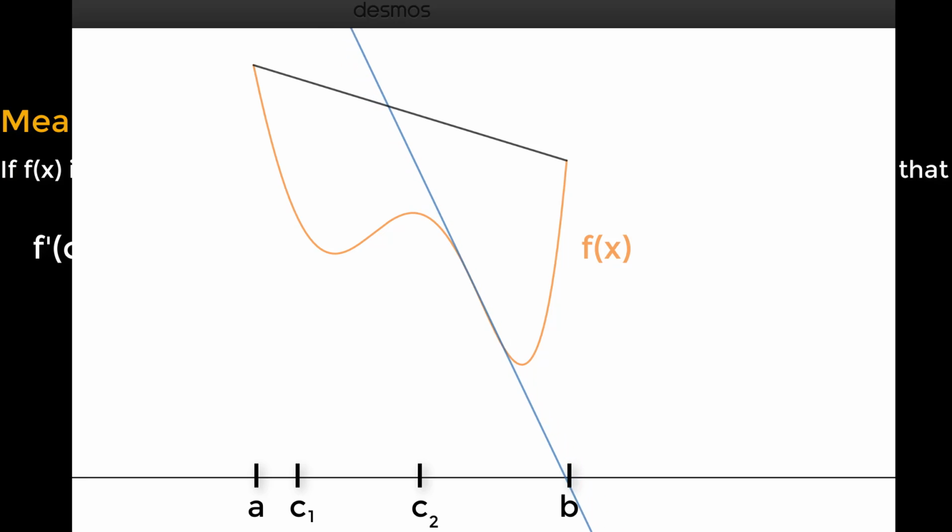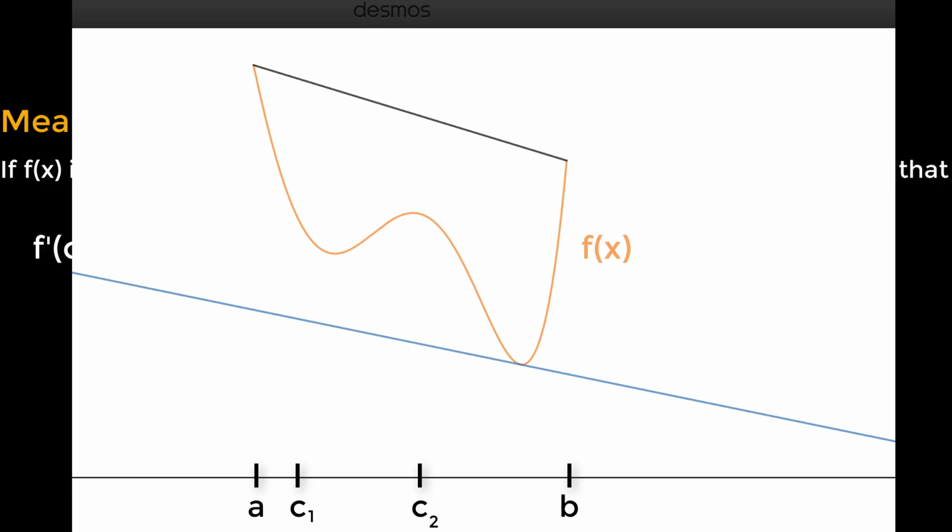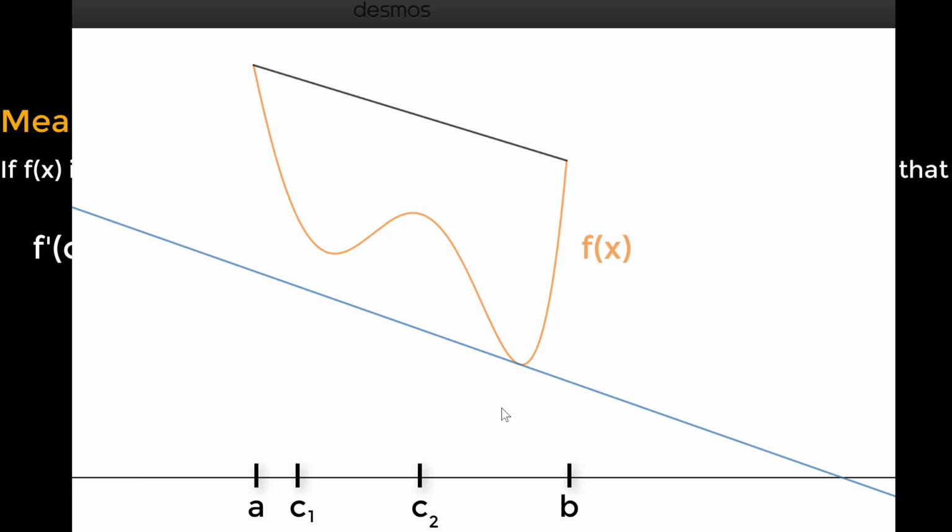One more point. It looks like right around, ooh, I went way past, but right around there. Yeah, there we go. There's another one. We have another point where its tangent line's slope is the same as the slope of this secant line. And that's what the mean value theorem is.